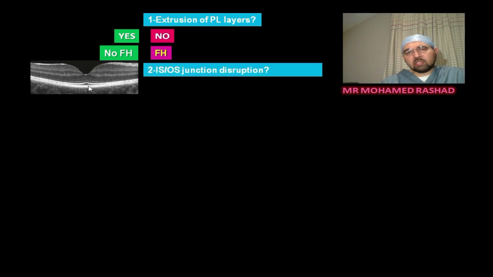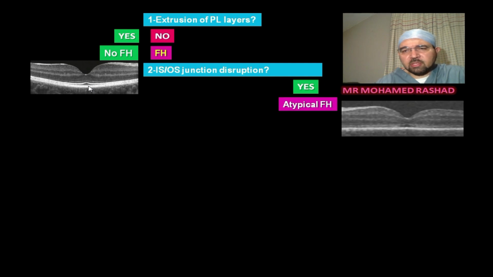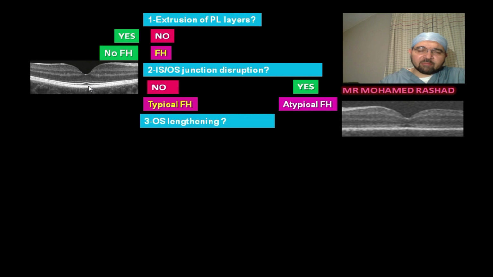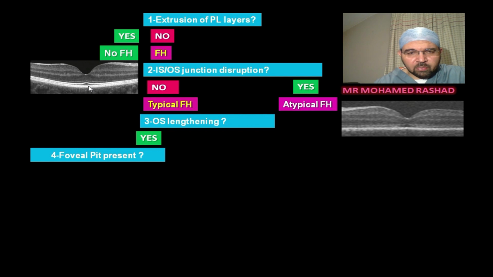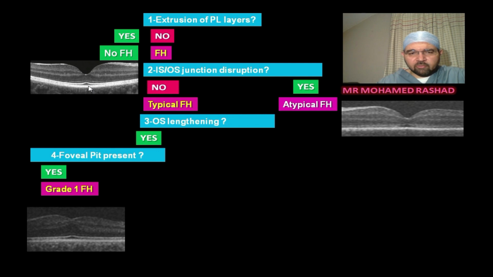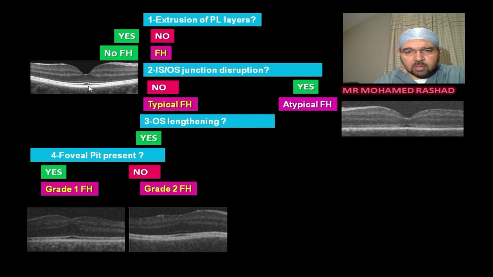If you are suspecting foveal hypoplasia, you have to ask yourself another question. What about the inner segment and outer segment junction? Is there any disruption or not? If yes, this is a case of atypical foveal hypoplasia. If not, this is a typical foveal hypoplasia. You have to see if there is outer segment lengthening. If yes, you see the foveal pit. If it is present, this is a grade 1 foveal hypoplasia. If not, this is a grade 2 hypoplasia.